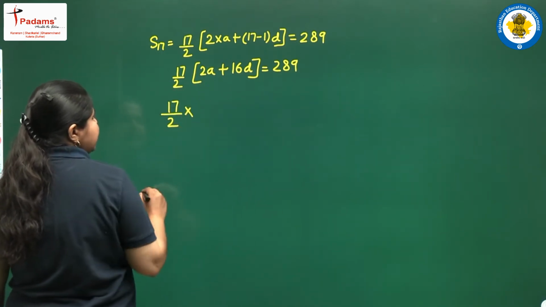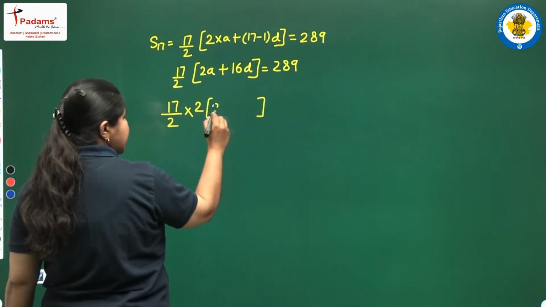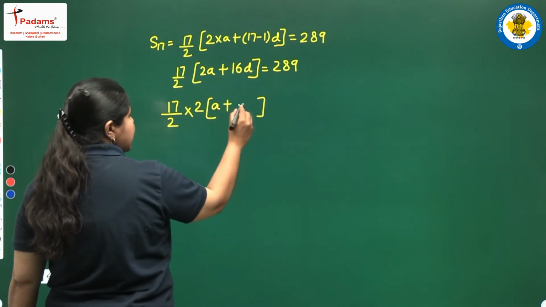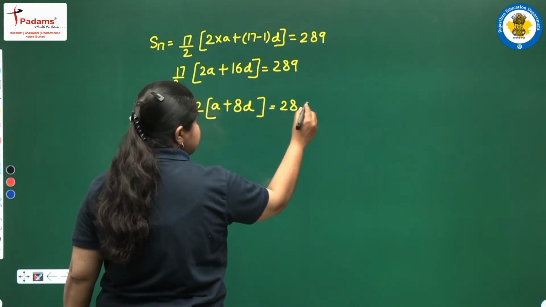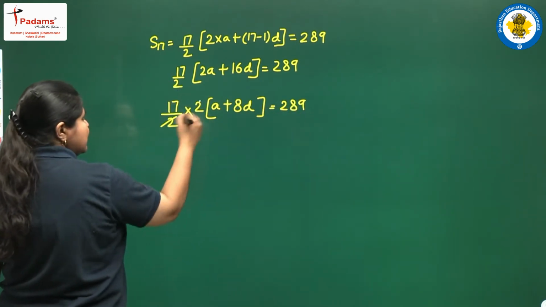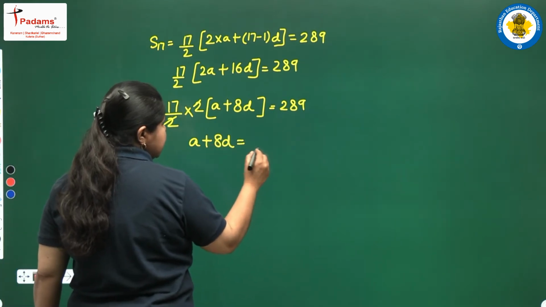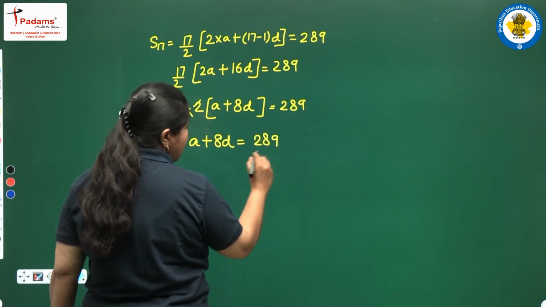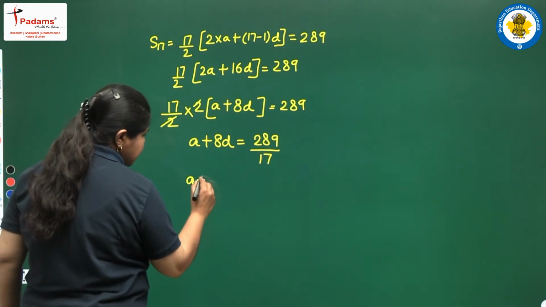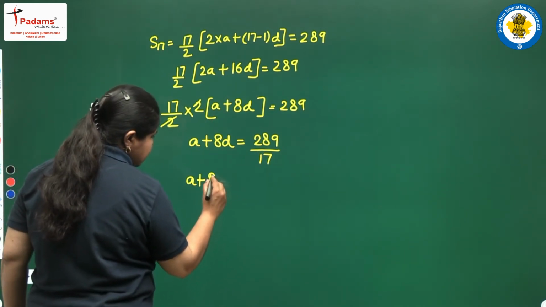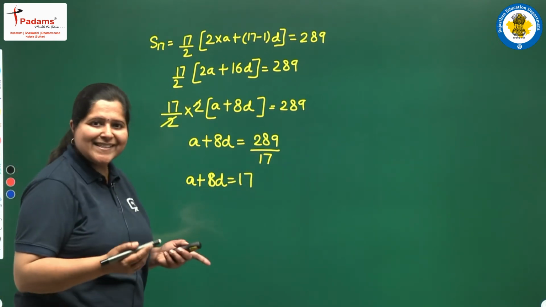So this will become 17 by 2 into 2 and what will be inside? 2 comes out, a inside plus 2 times 8 is 16, so 8d. This is equal to 289. Now we can cancel this 2 by 2 and we will have a plus 8d equal to 289 upon 17. We have sent 17 to the RHS. This gives us a plus 8d equal to 17 because 289 upon 17 is 17.